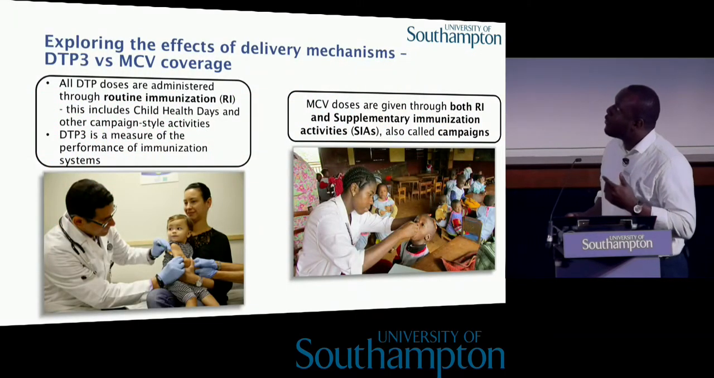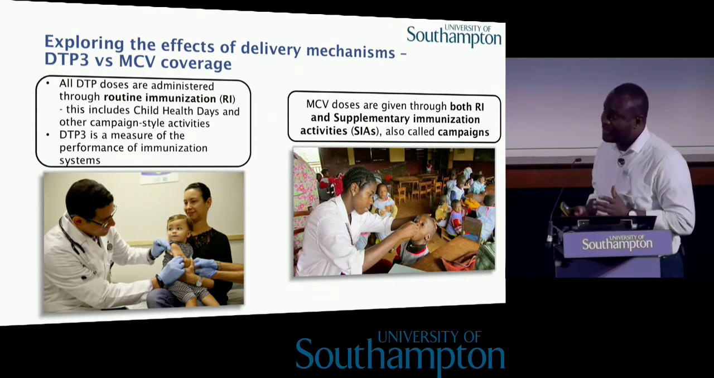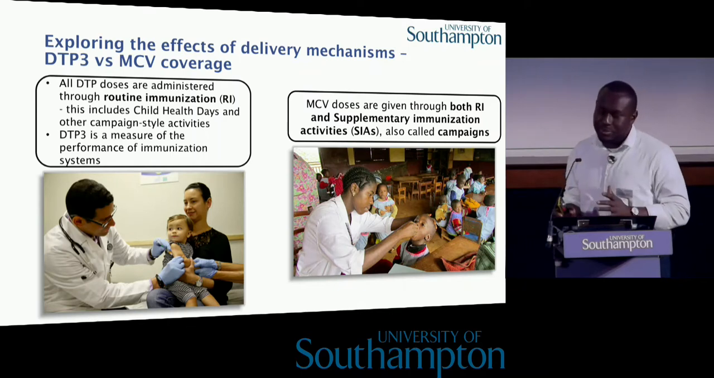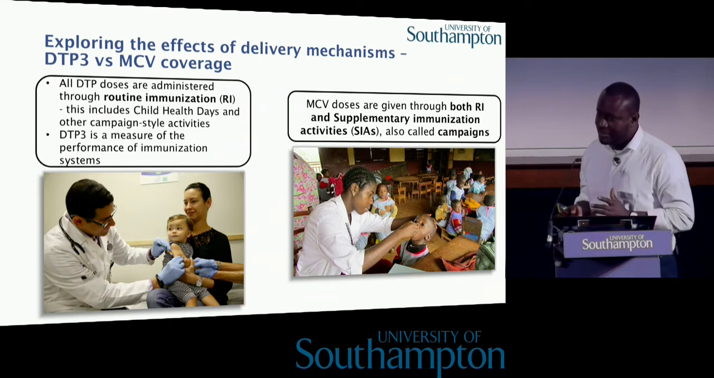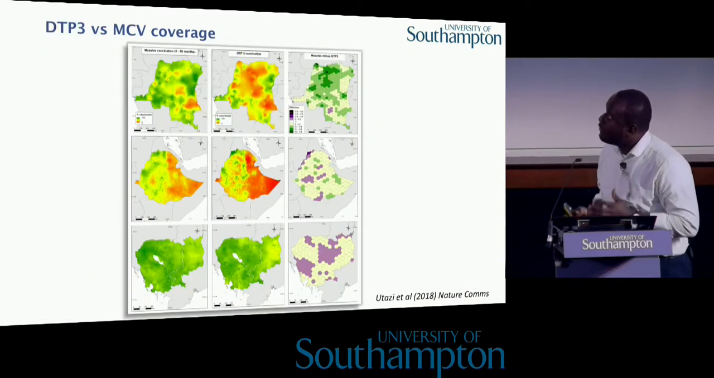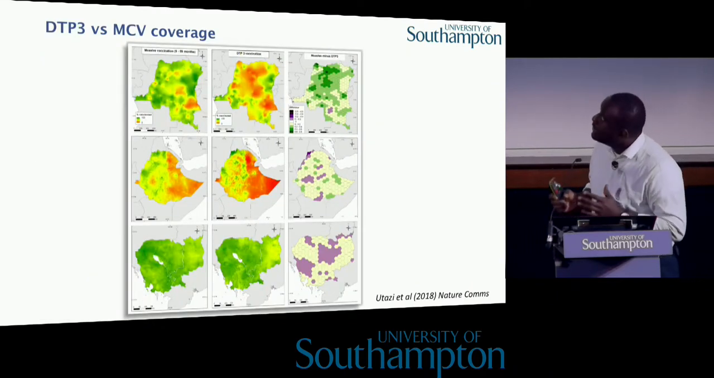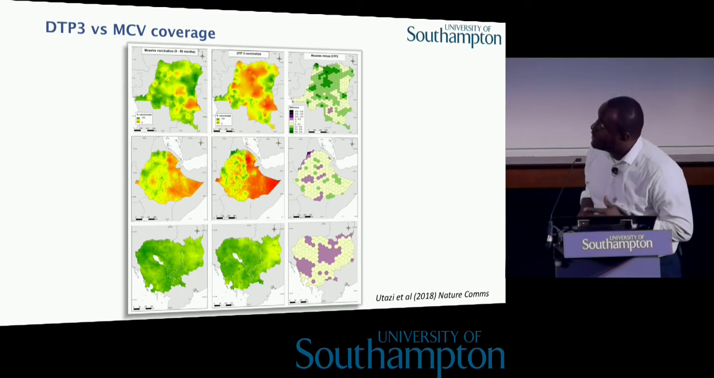So we also use these maps to explore the effects of delivery mechanisms, because vaccines are administered in different ways, either through routine immunization or through supplementary immunization activities, which are activities that are carried out to boost coverage levels in low and middle-income countries. So when we compare maps of measles and DTP, we will be able to determine areas where vaccination campaigns have been effective and areas where routine immunization is lagging behind.